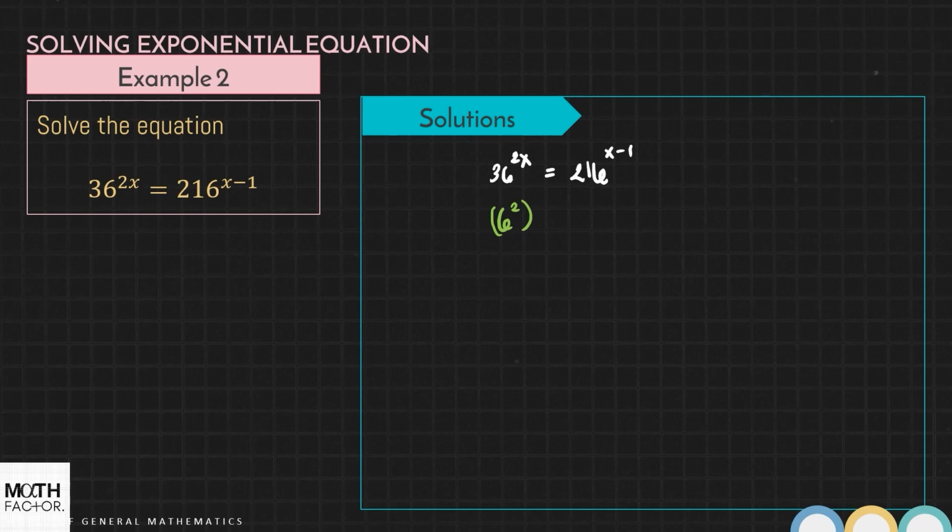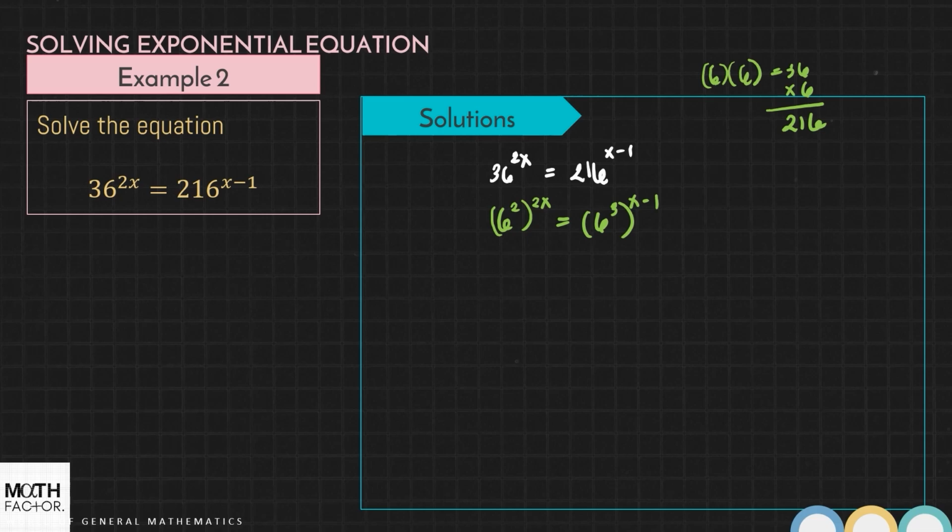Then, copy the exponent. So, for 216, we have 6 times 6 is 36, times 6, you have 216. So, we have here 6 raised to 3. Then, copy x minus 1. So, since we have same bases, we can now equate the exponents.